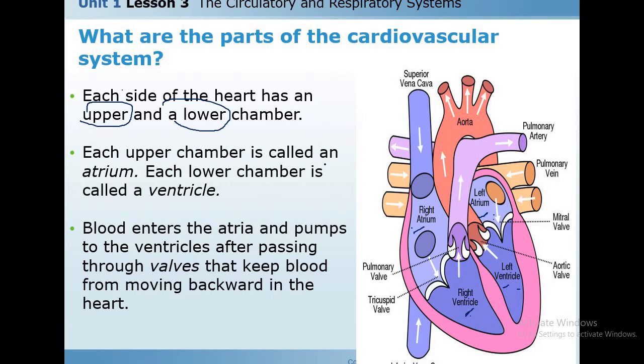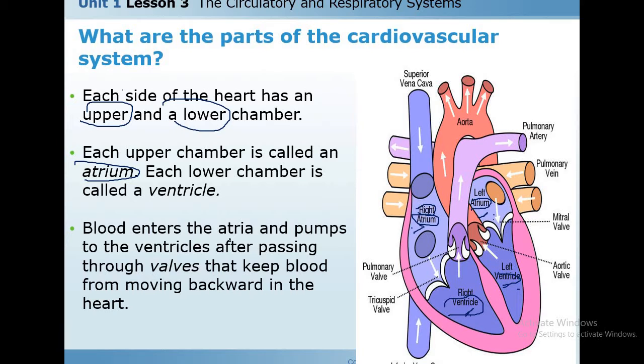Each upper chamber is called an atrium. This is an atrium, the upper chamber, while the lower chamber is called a ventricle. So on the right side, the upper chamber is called the right atrium, while the lower chamber is called the right ventricle. On the left side, the upper chamber is called the left atrium, while the lower chamber is called the left ventricle.